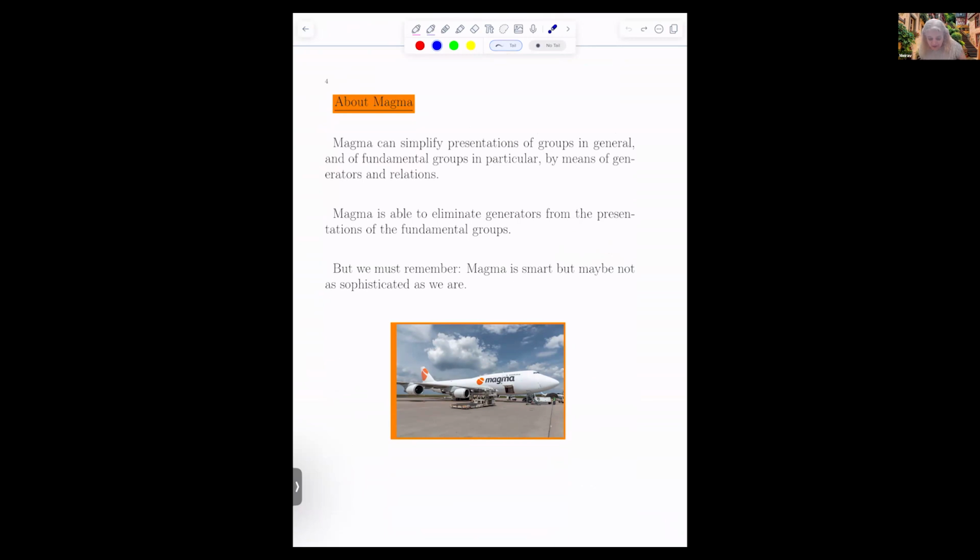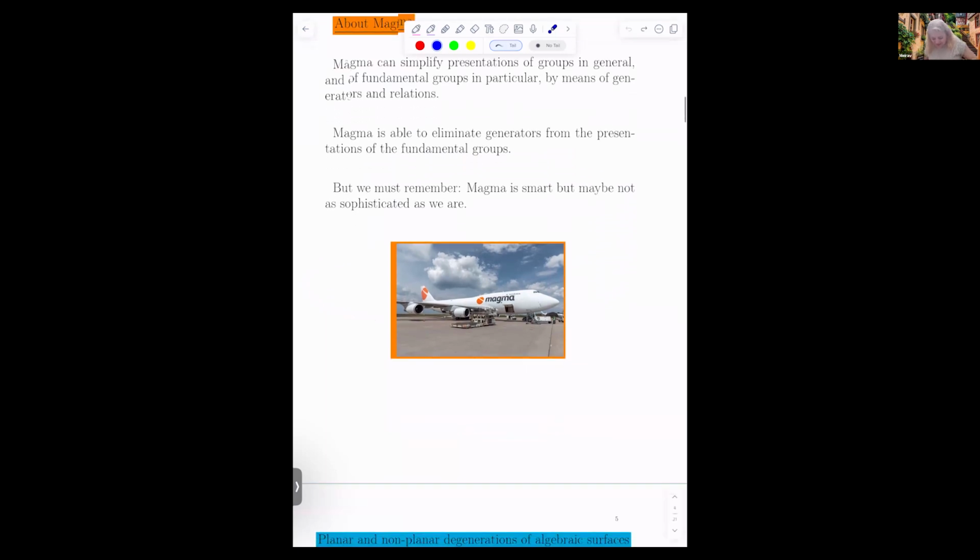But we must remember something: Magma is smart, but maybe not as sophisticated as we are, because after using Magma to simplify some presentation, we also need other software or other methods. It's like taking a jet somewhere else, and then we need a connection to our final destination, okay? So it's not the end with Magma.